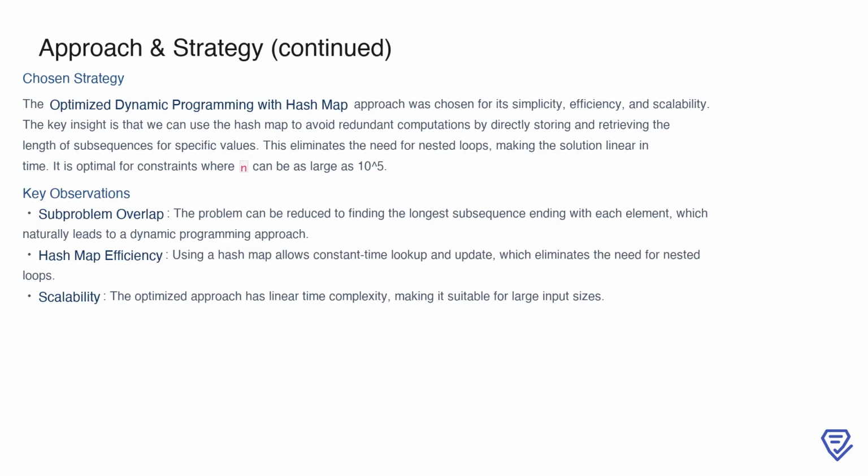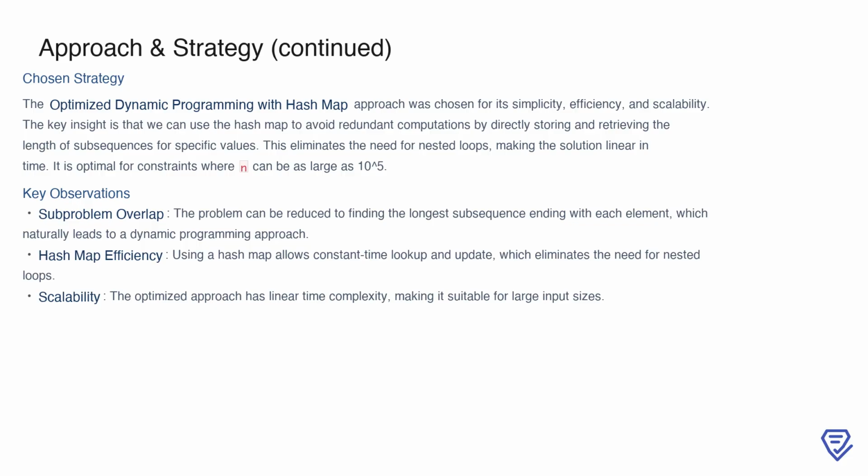The chosen strategy for solving this problem is the optimized dynamic programming approach with a hash map. This method stands out for its simplicity, efficiency, and scalability. The key insight here is that we can eliminate redundant computations by using the hash map to directly store and retrieve the lengths of subsequences for specific values. This avoids the nested loops required in prior approaches, reducing the time complexity to linear.